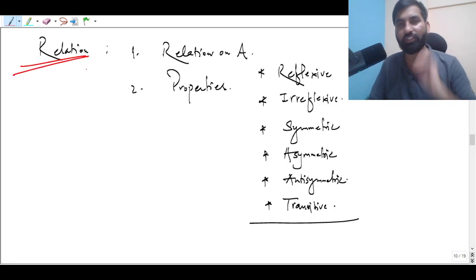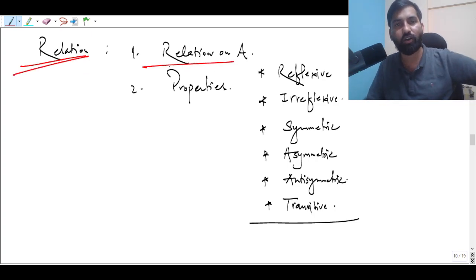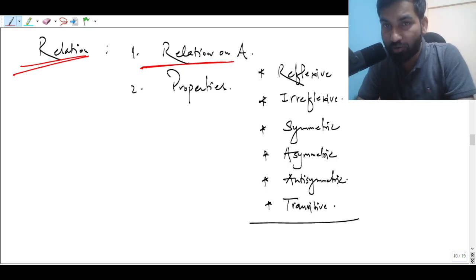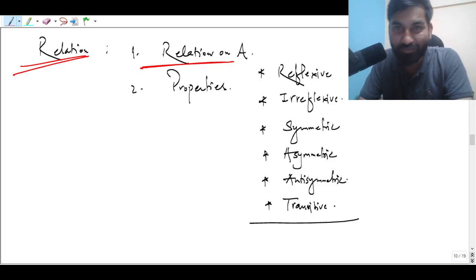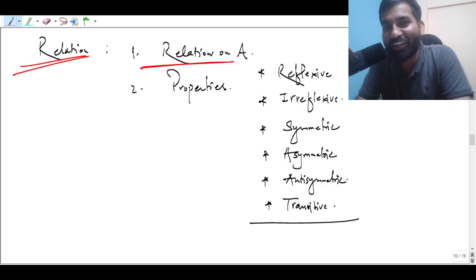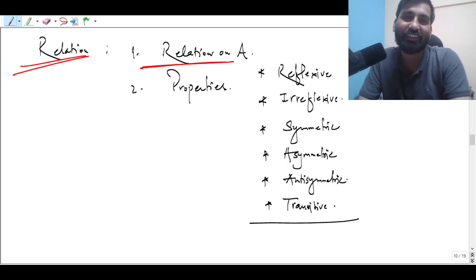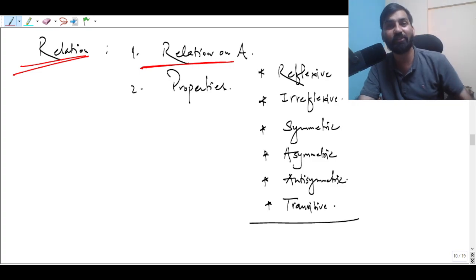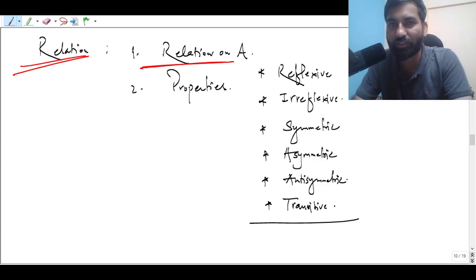And under relations, we'll talk about a relation on A. Already we know what a relation is, and how to find the number of relations, okay. Before that you must know the cross product concept, right? A cross B, and how to find the number of elements in A cross B, because A cross B is also a set, since we have two sets and we are just going to find the cross product.